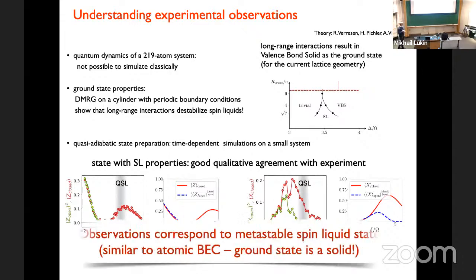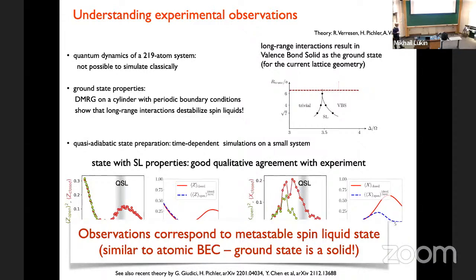In a way, it's very similar to what happens, for example, in typical BEC experiments. In a BEC experiment, you cool to a state which is actually not a ground state. The ground state is a chunk of solid, right? And this is exactly what happens here. In fact, inspired by our experiments, there are some new theoretical studies which predict exactly that we should create this long-lived metastable spin liquid state.